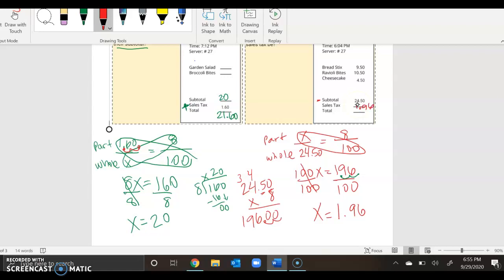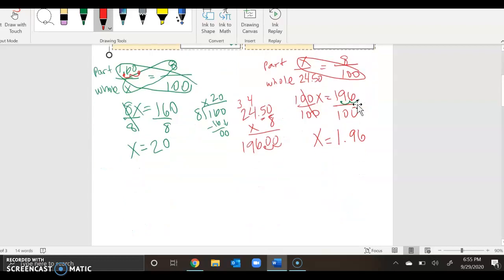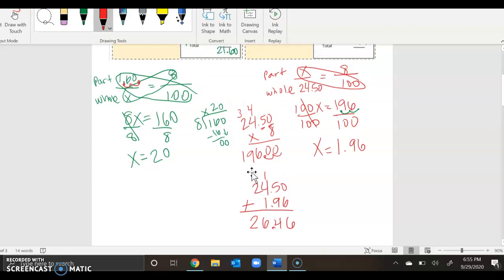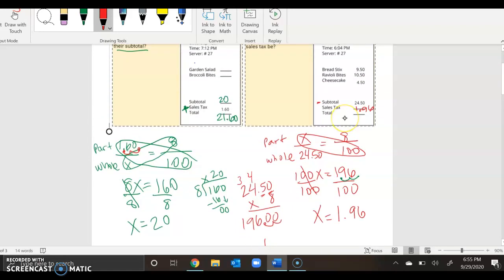So then if we want to get our total, we do $24.50 plus $1.96. 0 plus 6 is 6. 9 plus 5 is 14. 4 plus 1 plus 1 makes 6. 2 comes straight down. Decimal also comes straight down. So our total for everything, meal plus tax, is $26.46.